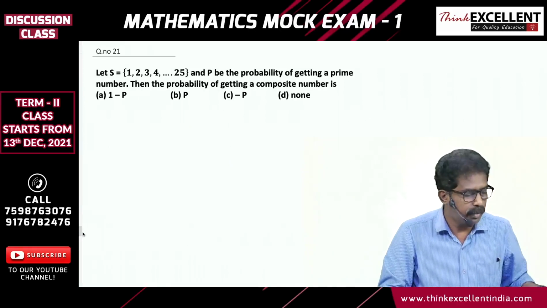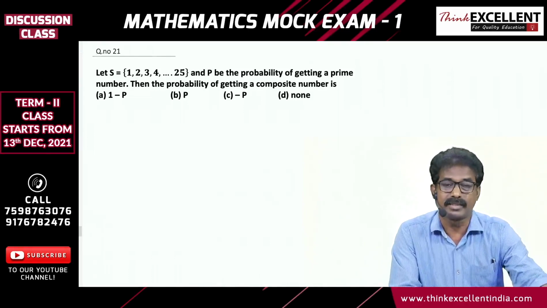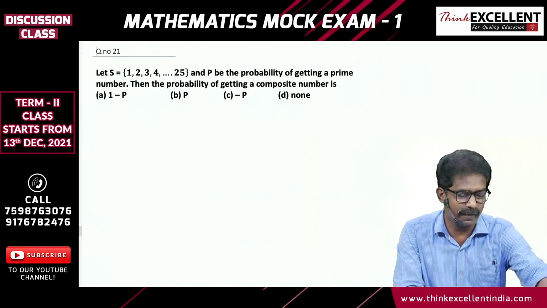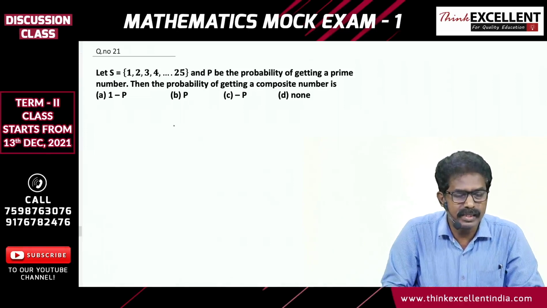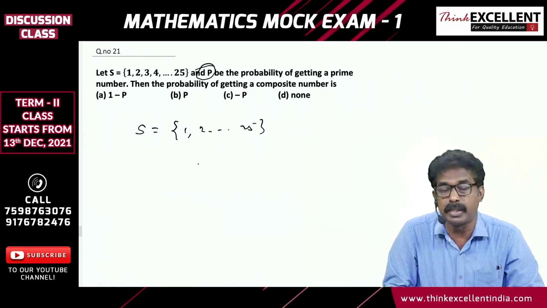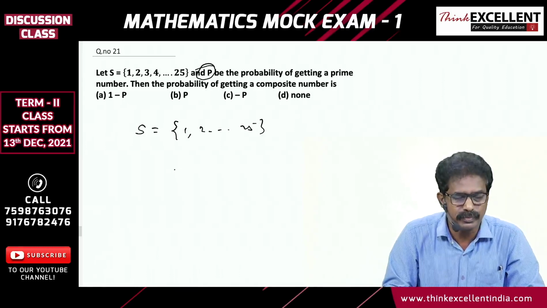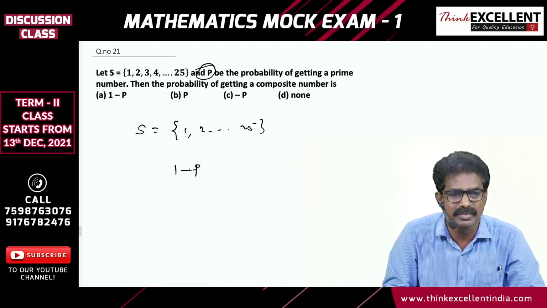Now question number 21. Next section, first question, right? Okay. S is a sample space given, the set of natural numbers from 1, 2, 3 up to 25. P is the probability of getting a prime number. Question: probability of getting a composite number. What answer can you give? 1 minus P. 1 minus P. Is it the correct answer?